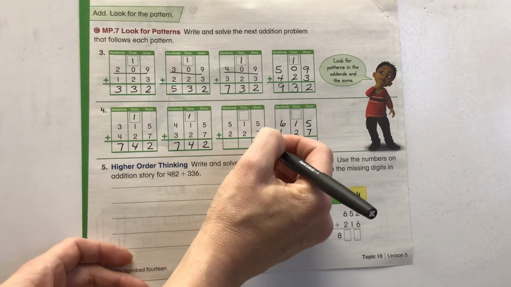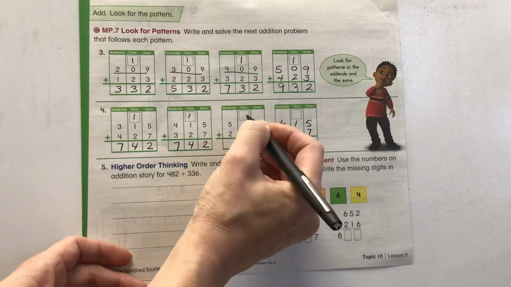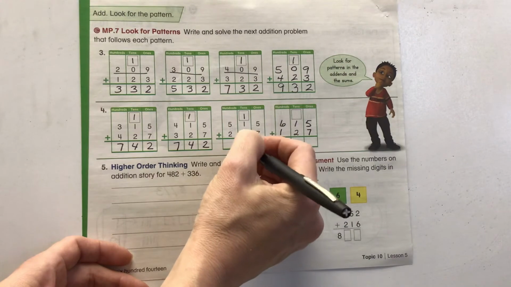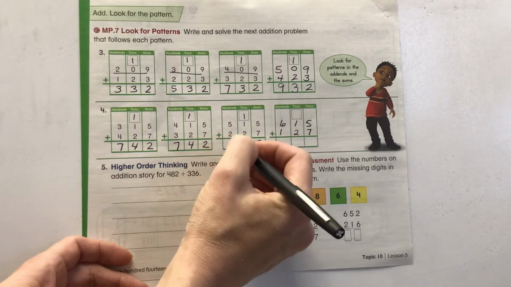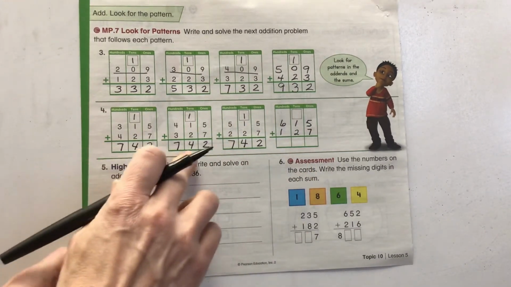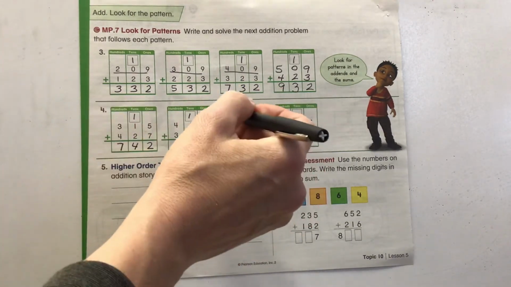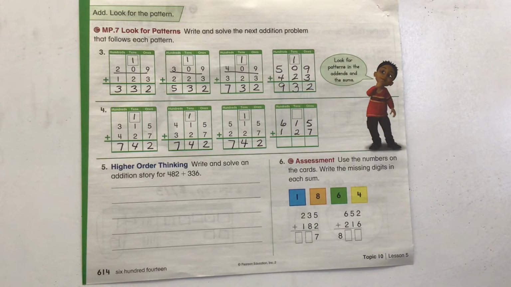5 plus 7 is 12. So we're going to regroup again. 2 in the ones place, 1 in the tens place. 1 plus 1 is 2, plus 2 is 4. 5 plus 2 is 7. Now, they should be seeing that the sum is exactly the same because we are adding 100 at the top, but we're also subtracting 100 from the bottom, so our sums will stay the same.